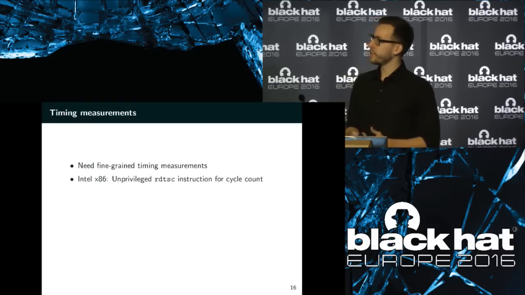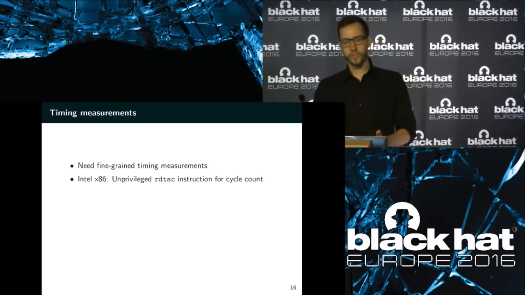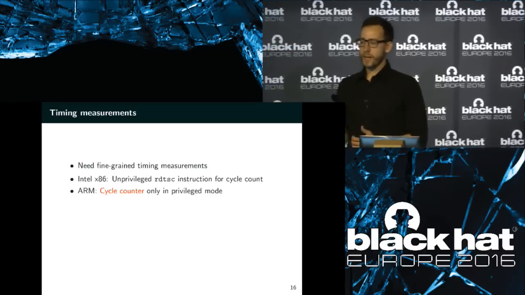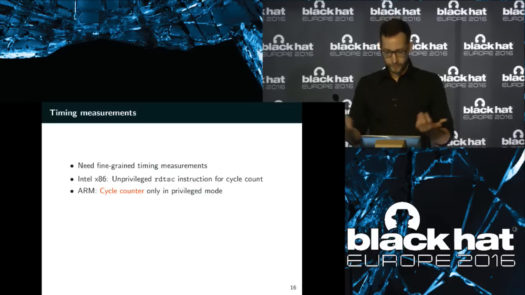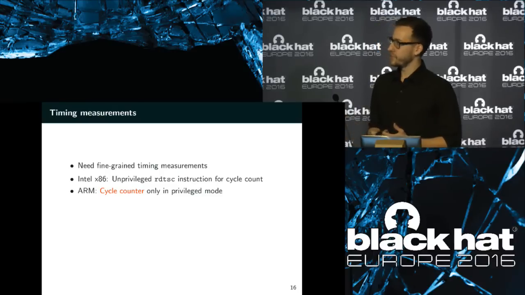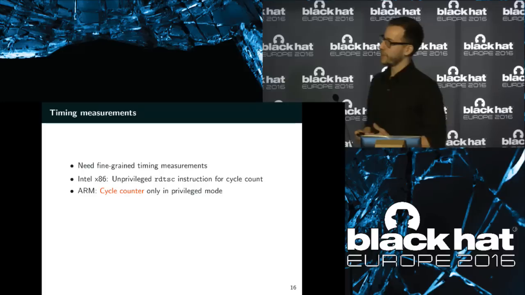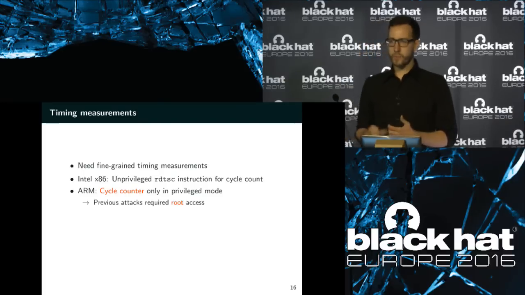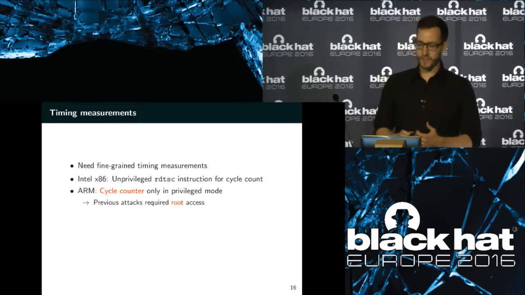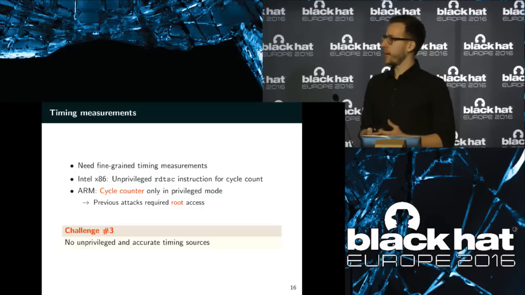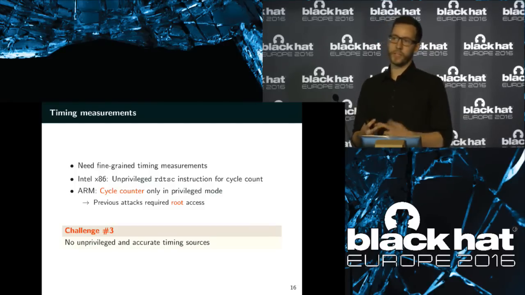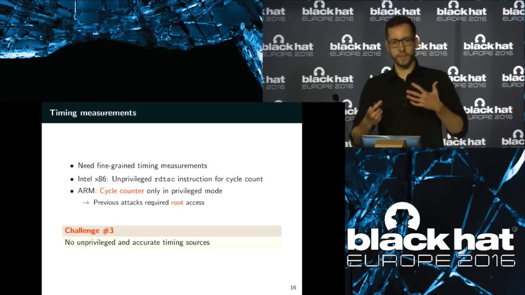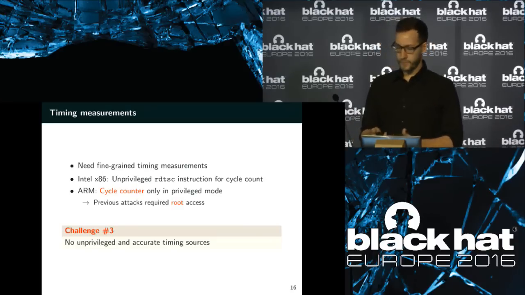And on Intel x86 we have the RDTSC instruction, which is also unprivileged. While we can access the cycle counter on ARM as well, we can only do that in privileged mode. So this is not easily done in a non-rooted device. And all the previous attacks that have been published required root access on the device, so they're not very practical. So the third challenge that we have is that we need to find unprivileged timing sources which are as accurate as we need to distinguish between a cache hit and a cache miss.